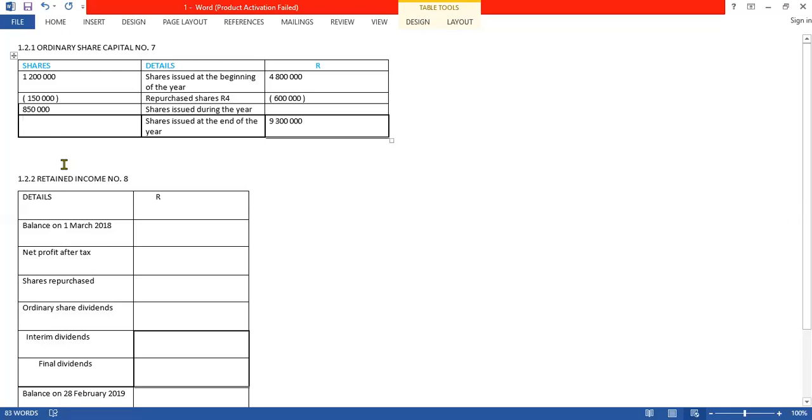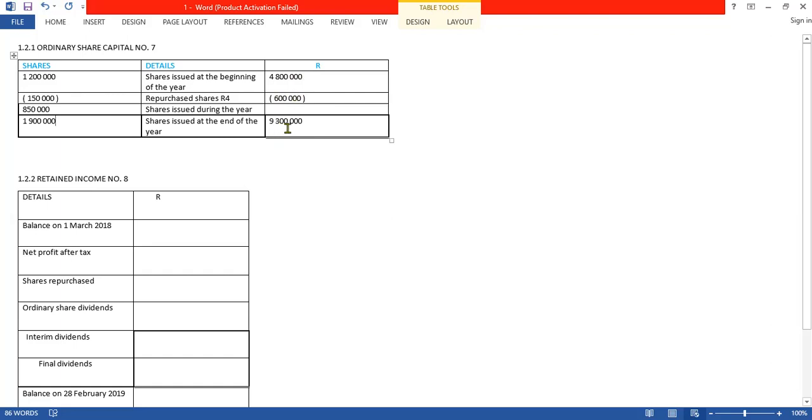So it's 1,900,000. As we see, we are not given any information regarding the price per share of the shares that were issued. So we are just going to say 9,300,000 plus 600,000 minus 4,800,000. What was added, we are going to subtract, and what was subtracted, we are going to add. So this was subtracted when we're going down, so when we go up, we're going to add it. Then this one was added when we're going down, and when we go up, we're going to subtract it.